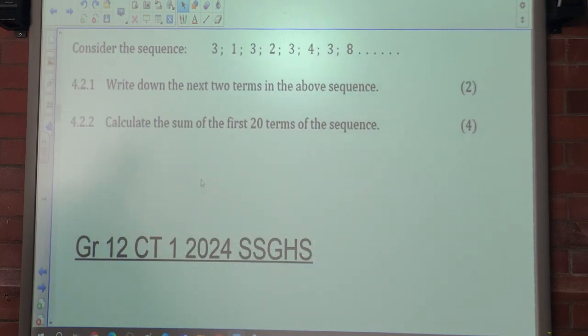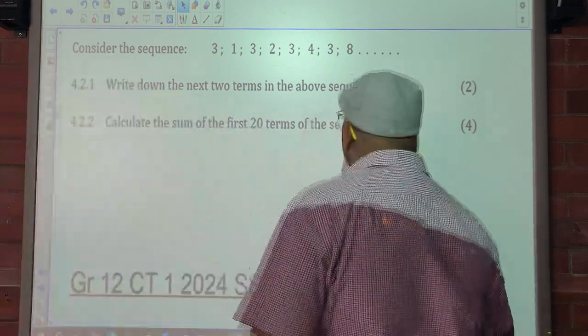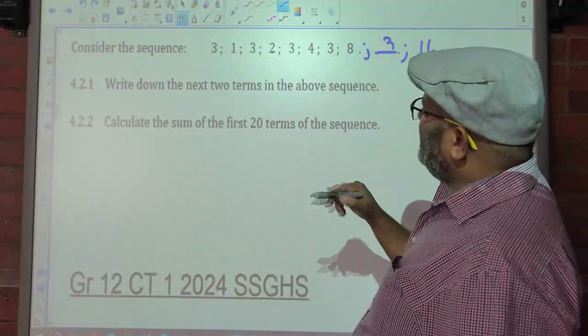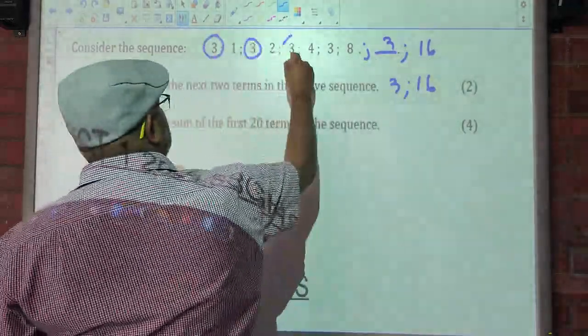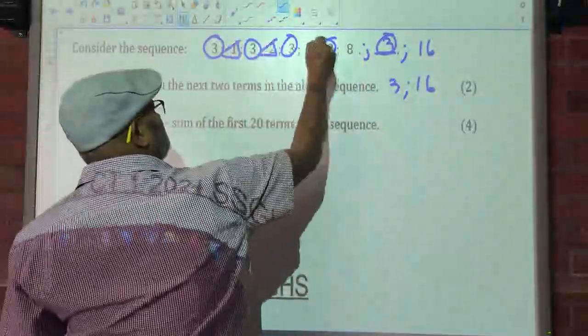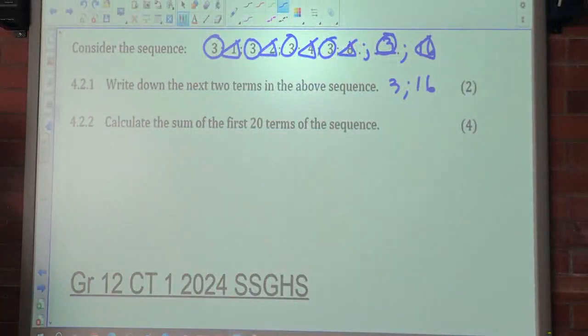People, we're considering the sequence 3, 1, 3, 2, 3, 4, 3, 8. What's the next number? 3, 16. How do I get that? As you can see here, this forms a sequence on its own, not so? And then of course, that is also a different pattern on its own. So there's 2 in one sequence here. How would you identify that normally? If there's a lot of numbers, more than usual, then you know they're doing something fishy here.